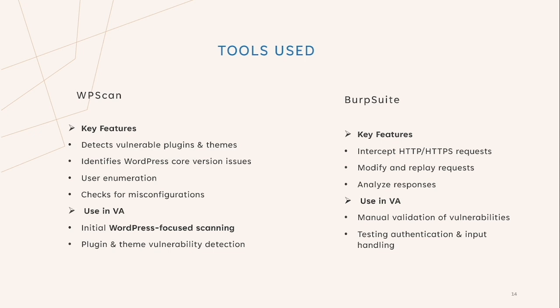Next, Burp Suite. Burp Suite is one of the most powerful tools used for manual testing. It allows us to intercept HTTP and HTTPS requests between the browser and the server. This means we can modify requests, replay them, and analyze responses in detail. In our vulnerability assessment, Burp Suite is used for manual validation. After identifying possible vulnerabilities using automated tools, we use Burp Suite to confirm them and test things like authentication issues and input validation.